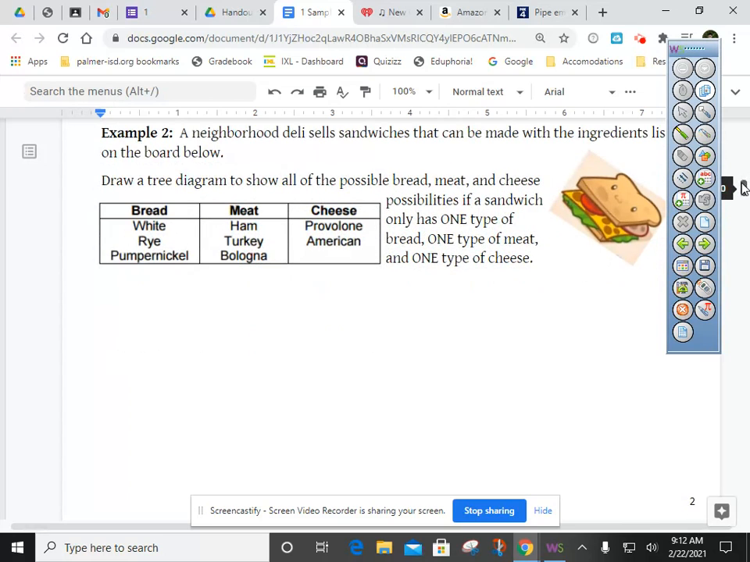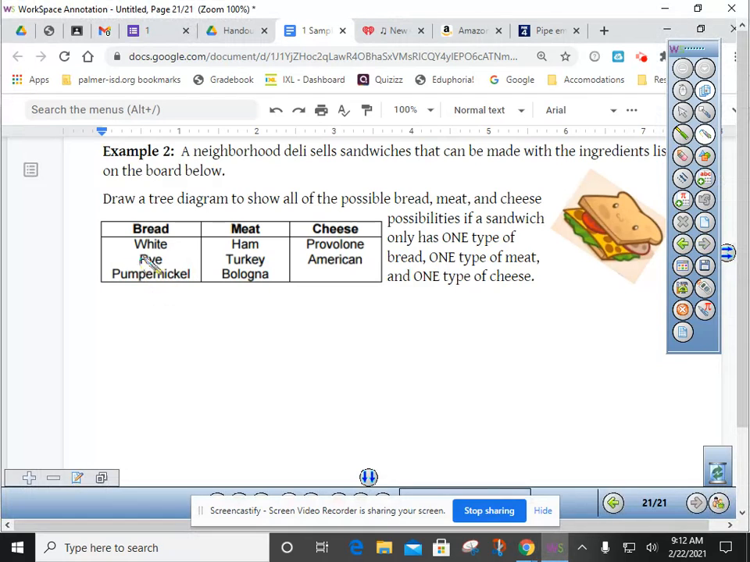Example 2. A neighborhood deli sells sandwiches that can be made with the ingredients listed on the board below. Draw a tree diagram to show all the possible bread, meat, and cheese possibilities. If a sandwich has 1 type of bread, 1 type of meat, and 1 type of cheese. So obviously we can go ahead and figure out how many possible outcomes are there.